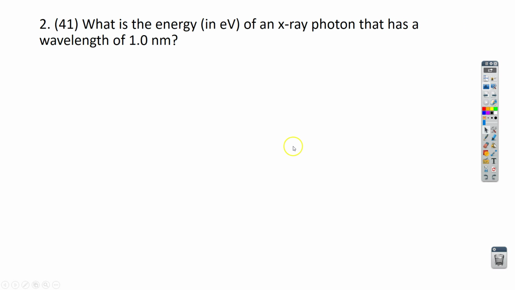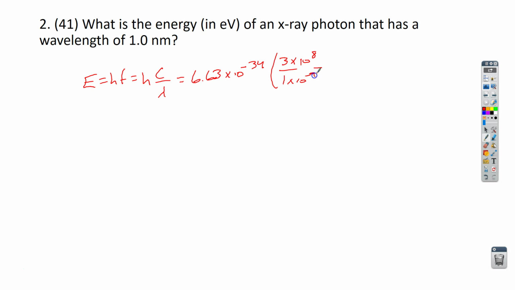For number 2, this is a second problem. It says, what is the energy in eV of an X-ray photon that has a wavelength of only 1 nanometer? So same thing we did before. E is equal to hf, where we said f is c over lambda. So this is h times c over lambda. That's going to be equal to 6.63 times 10 to the negative 34th, multiplied times 3 times 10 to the 8th, and then we have a 1 times 10 to the negative 9th meter wavelength.